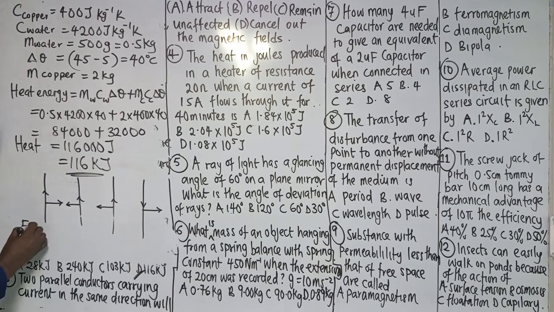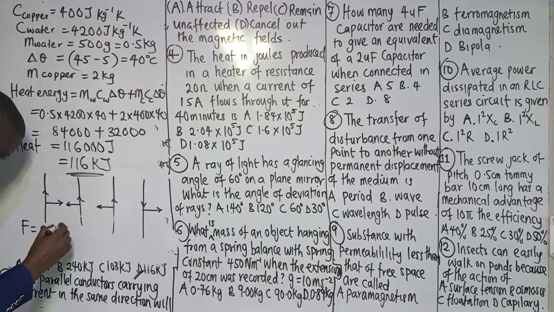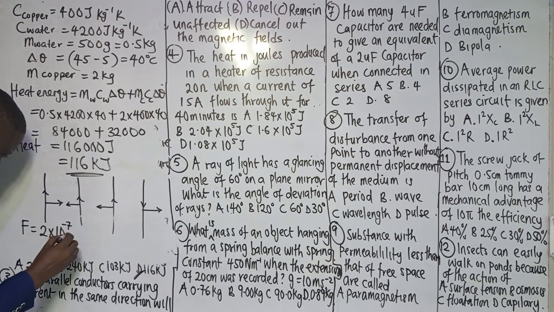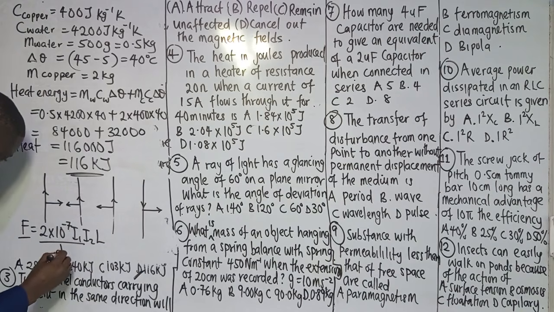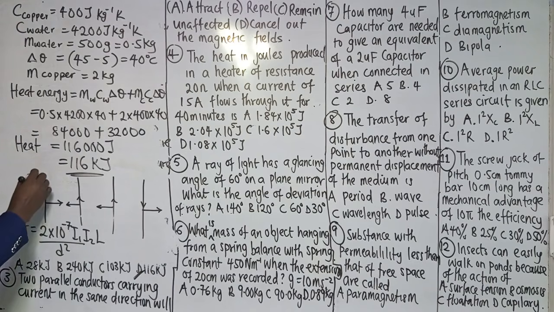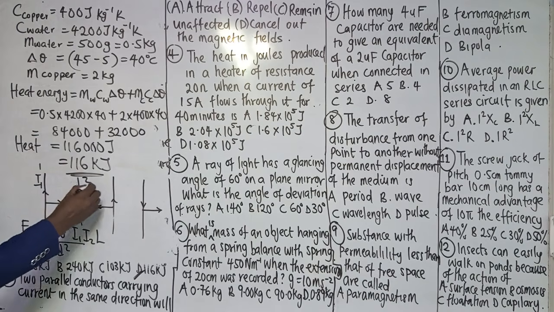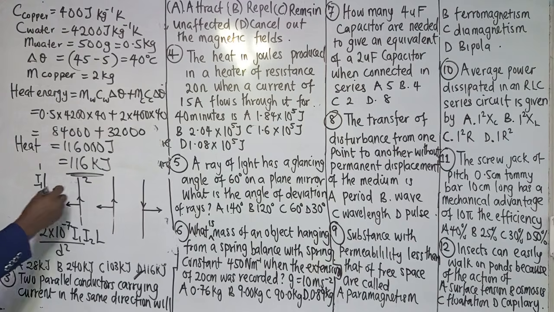We know that F equals 2 times 10 to the power minus 7, I1 I2, and let me put my L, over distance squared. That is the relationship between the current flowing through the first wire, let's say wire 1, and wire 2. Because wire 1 is I1, wire 2 is I2.